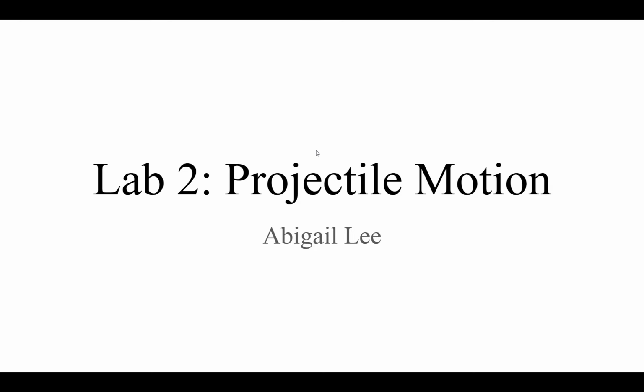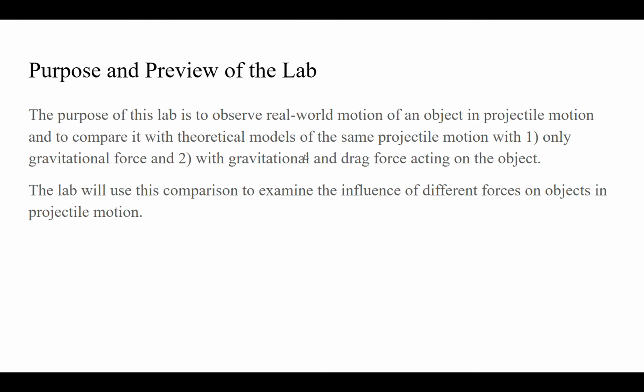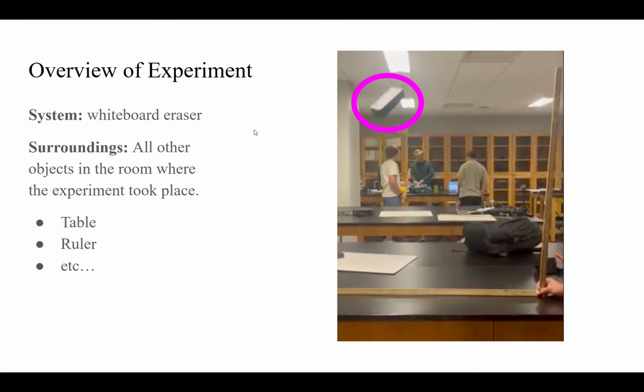Hi, this is Lab 2 Projectile Motion. So the purpose of this lab is to observe real-world motion of an object in projectile motion and compare it with theoretical models of the same projectile motion in two instances: one, with only gravitational force acting on it, and two, with gravitational and drag forces acting on the object. The lab will use this comparison to examine the influence of different forces on objects in projectile motion.